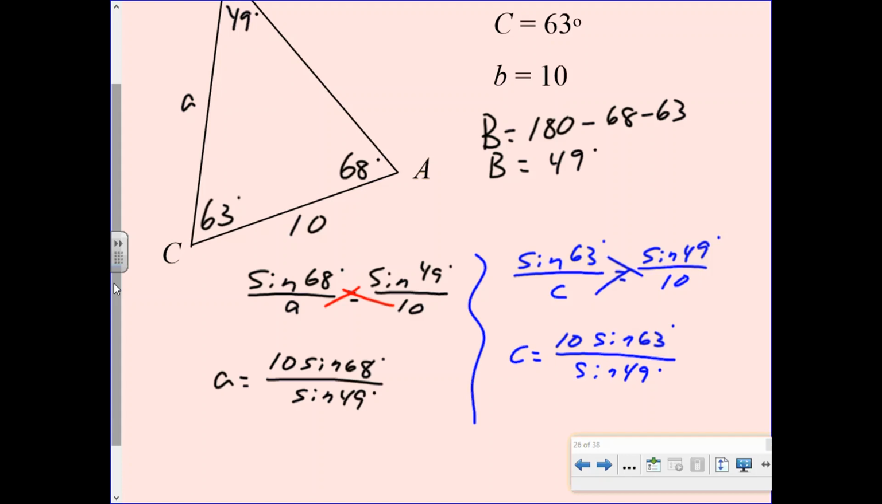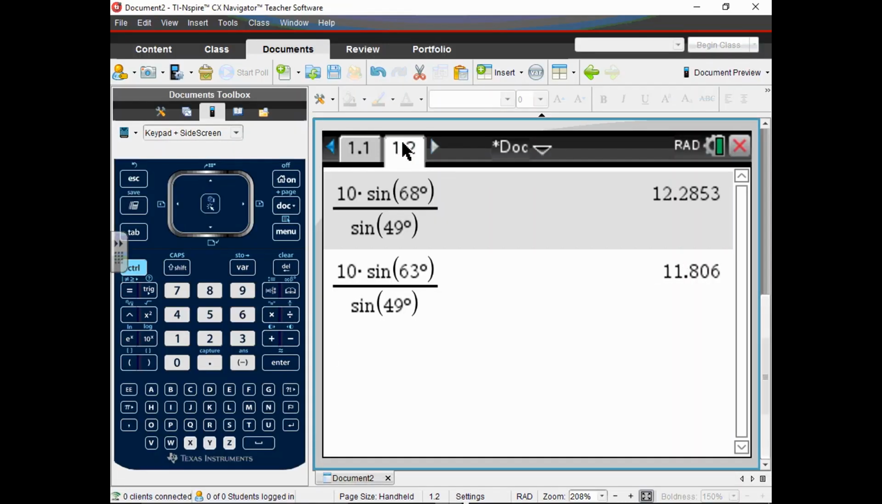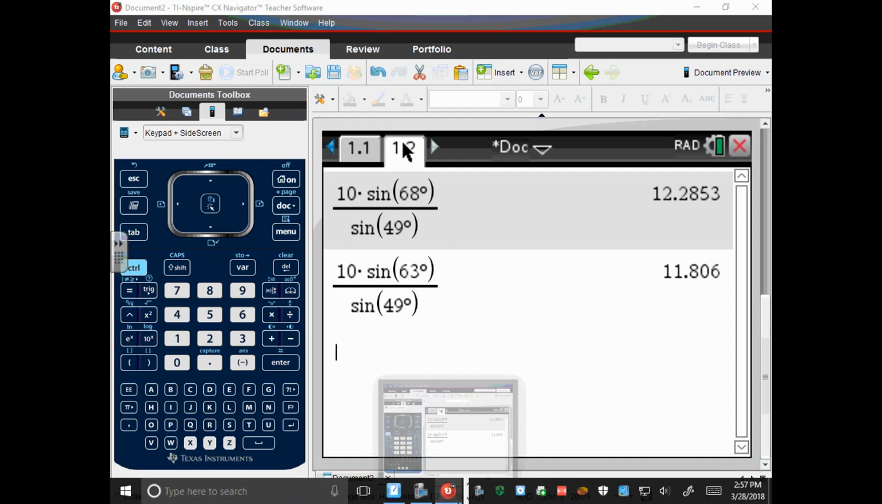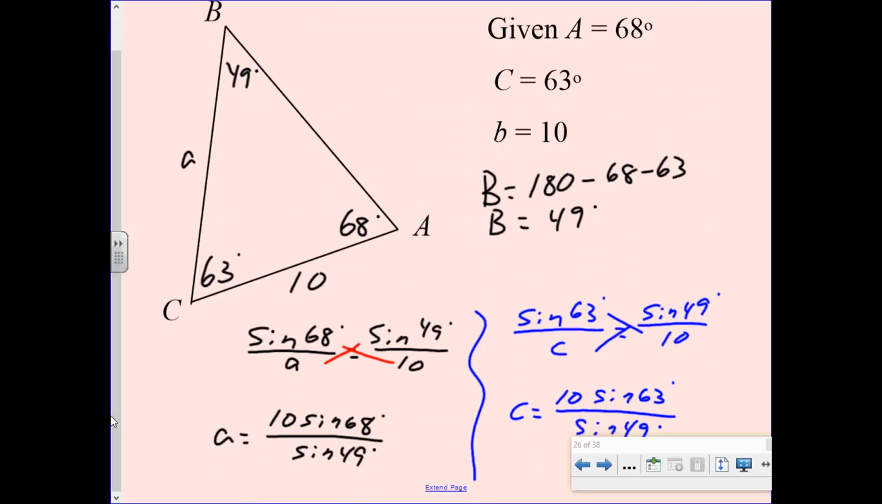Okay, so again, even if you don't have a calculator, hopefully you got those ratios set up. But if you do have a calculator and you got those out, I'll come over here to my calculator, and there are your final answers. So side A is, we'll call it 12.29, and side C is 11.81. So hopefully that has helped you out a little bit, seeing how the law of sines worked.